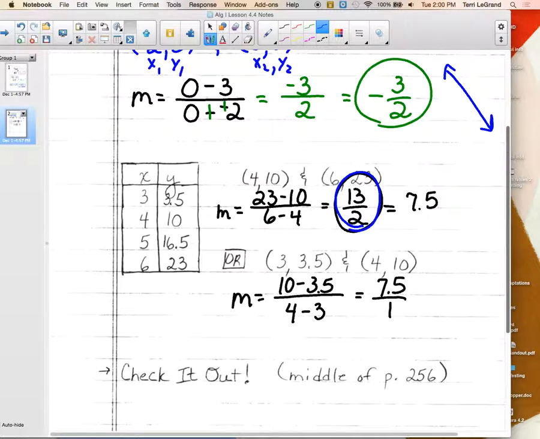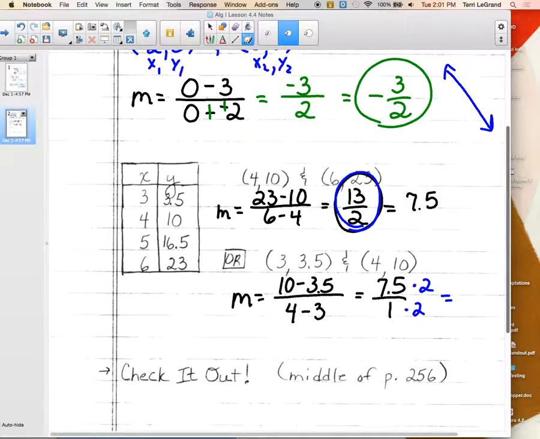For those of you that did the other set of ordered pairs, you should have gotten 7.5 over 1, which divides out to 7.5. But instead of leaving it as 7.5, let's take the upstairs times 2 to get rid of that decimal. If we take the upstairs times 2, we have to take the downstairs times 2 as well. 2 times 7.5, oh, that should be 6.5.